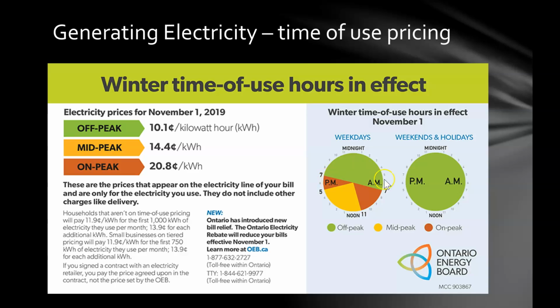According to this diagram, from 7 p.m. to 7 a.m. it is off peak time. So the cheapest time to use any of your appliances would be from 7 p.m. all the way to 7 a.m. And then after 7 a.m. in the morning up until 11 a.m., it is the most expensive, or one of the most expensive times.